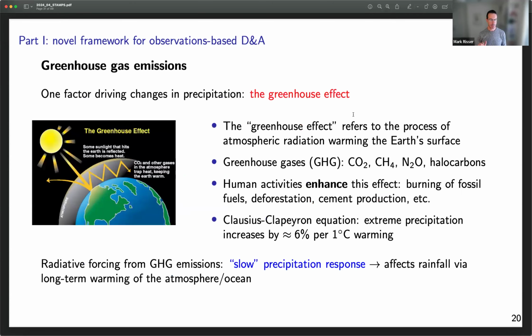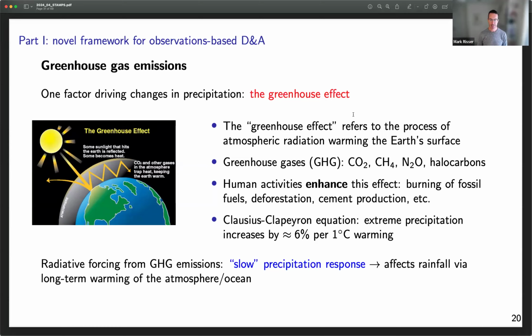So let me give a little bit of background to make sure we all know what we're talking about here and what we expect from these pieces. Again, the major player, a surprise to no one, is greenhouse gas emissions, and this is the primary anthropogenic forcing that various human activities impose on the Earth system. The way that we would expect this to impact precipitation is as a result of the greenhouse effect, which of course refers to the process of radiation entering the Earth's atmosphere from the sun, warming the Earth's surface, and then being trapped in the atmosphere as well.